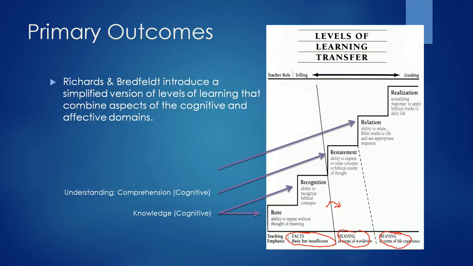Okay, we go to the next one, which is relation. Relation is the ability to relate Bible truths to life and see appropriate responses. Now, you notice this little dashed line here. Now we're moving into a different area where it's not just understanding the meaning of it, but understanding the meaning of it in terms of my life's experiences. And this now has shades of not just cognitive but also affective, where there are certain kinds of values that are being given worth here.